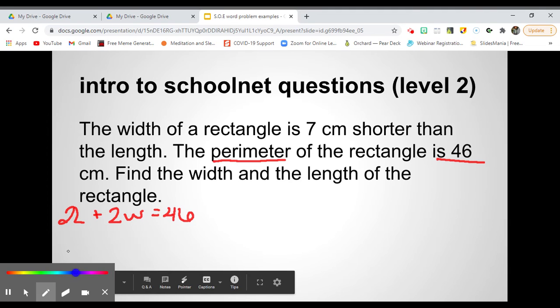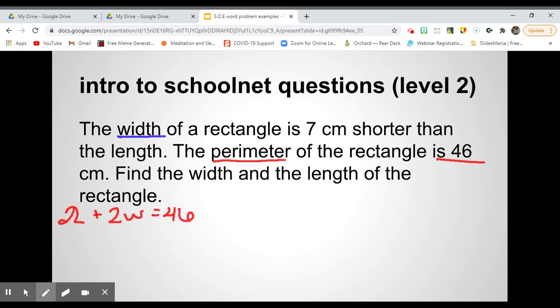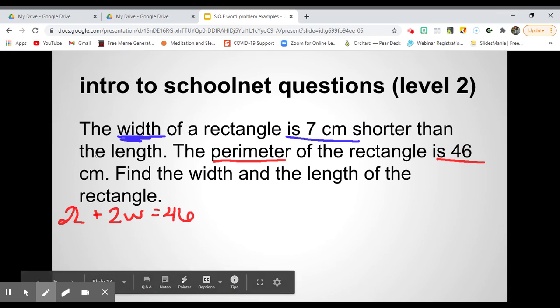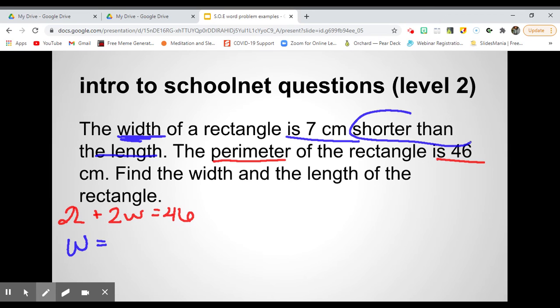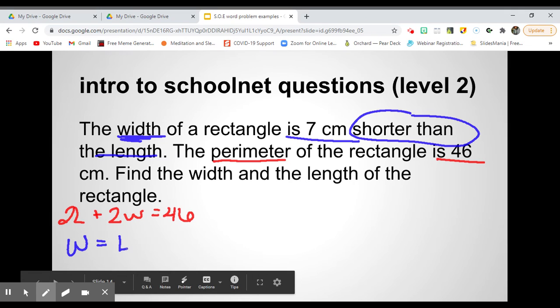Okay, and then we have the width. Be very careful. This one says that the width is 7 centimeters shorter than the length. So we have the width is, now the word shorter than is going to be smaller than, so we're going to use subtraction. And it is shorter than the length. So we have the length. Well, we don't know it, but whatever the length is, the width is shorter than that. So we're going to not subtract by 6. We are going to subtract by 7 because it was 7.